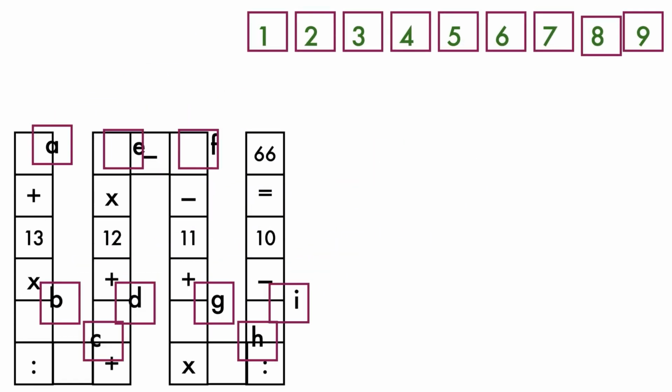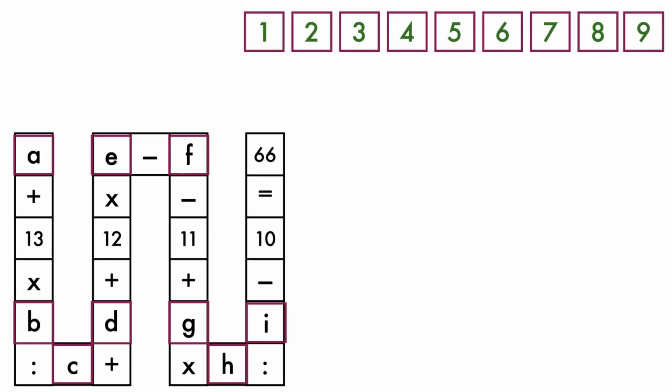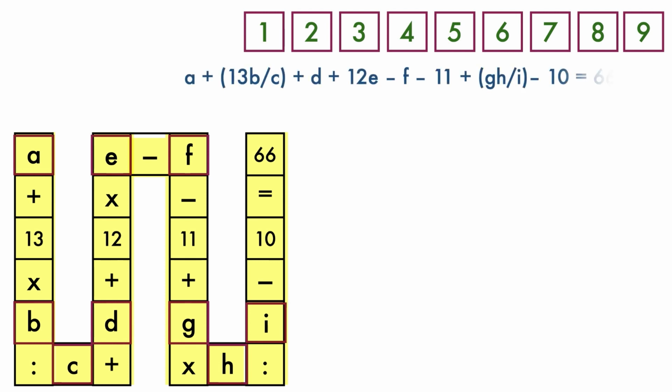There are 9 gaps. Fill the gaps from A to I as follows. Now the equation can be written as A plus 13b over c plus d plus 12e minus f minus 11 plus gh over I minus 10, which is equal to 66. We are trying to find A to I, which we know are some combination of the digits 1 to 9.